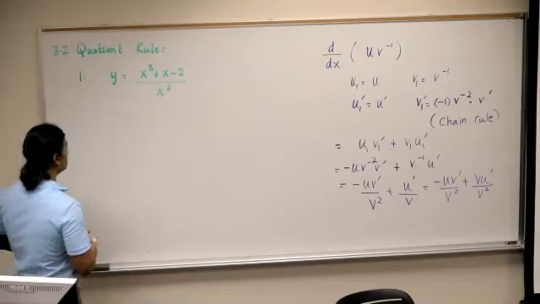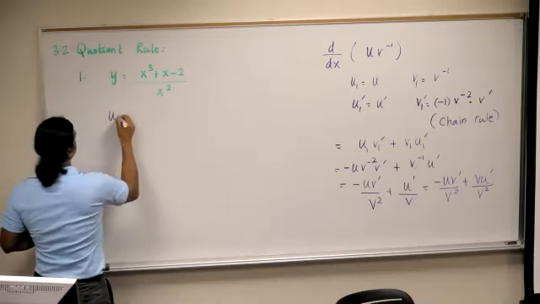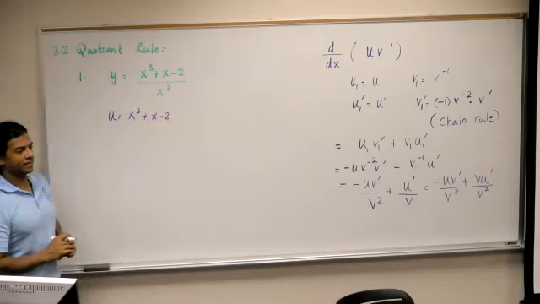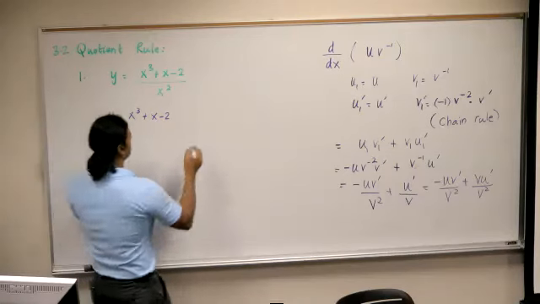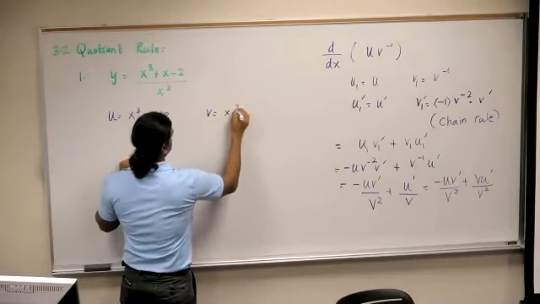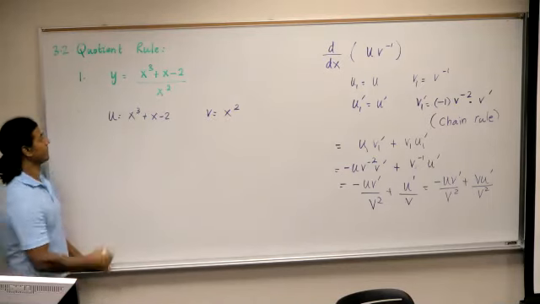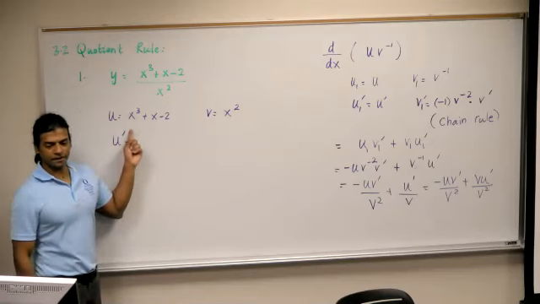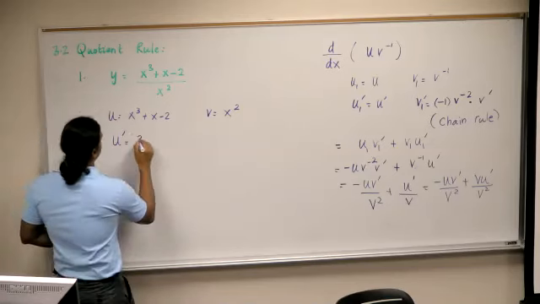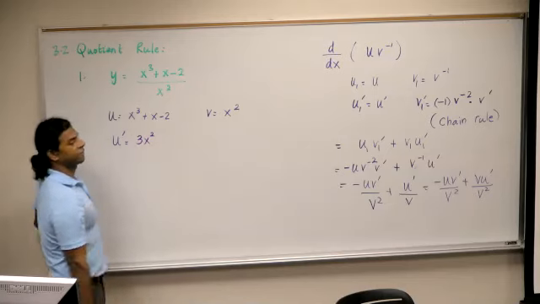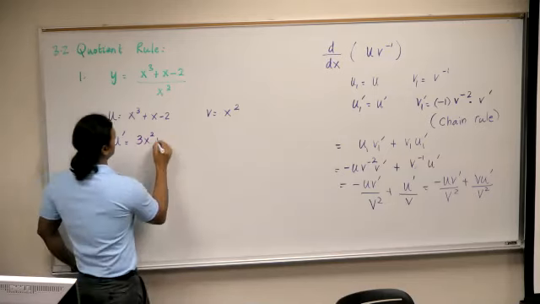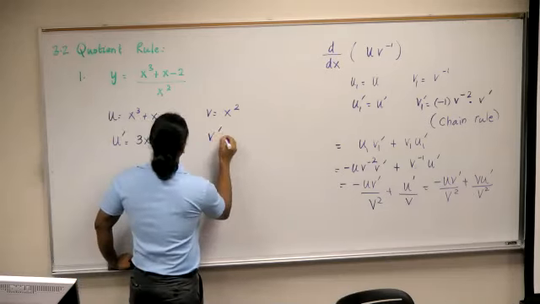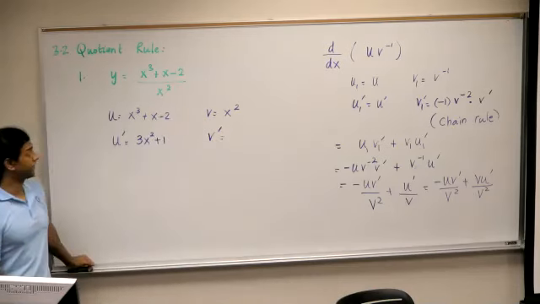Use quotient rule. Okay, numerator: x cubed plus x minus 2. Denominator: x squared. What is the derivative of x cubed? 3x squared. Derivative of x, derivative of -2, derivative of x squared.